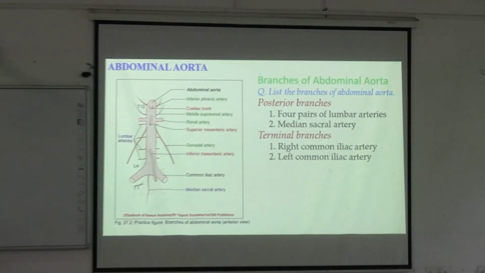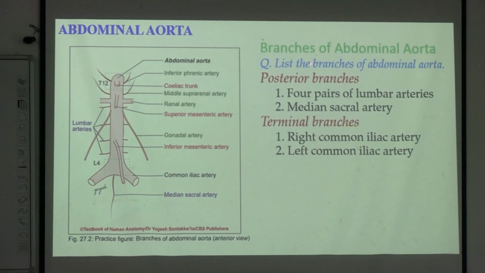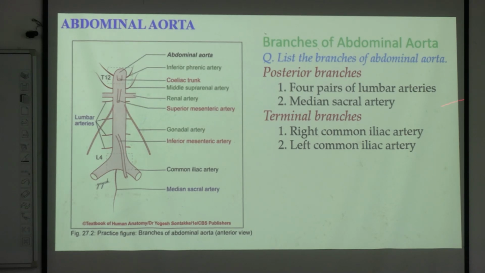Now, branches of the abdominal aorta. List the branches of the abdominal aorta. Posterior branches, 4 pairs of lumbar arteries. 4 pairs, 1, 2, 3, 4. Now, the median sacral artery, posteriorly. Terminal branches, right common iliac artery and left common iliac artery.